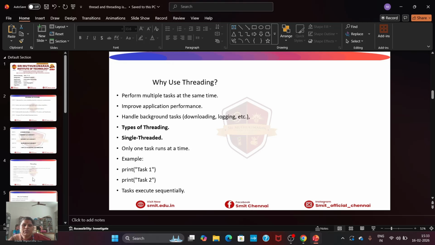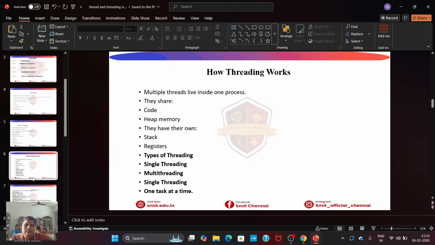We have two types of threading: single threaded and multi-threaded. Single threaded means only one task runs at a time. For example, if we want to print task 1 and task 2, the tasks execute sequentially. That is called single threaded.